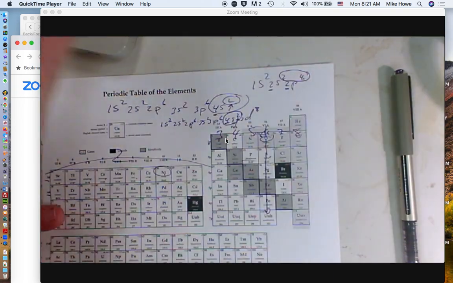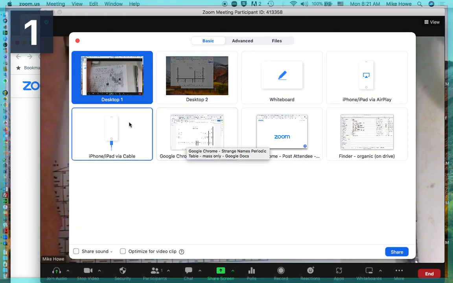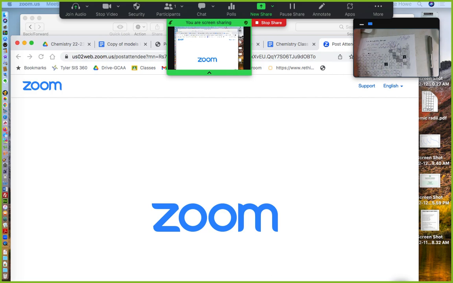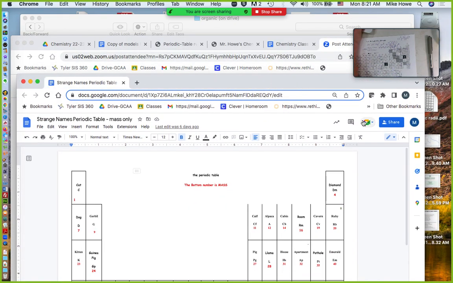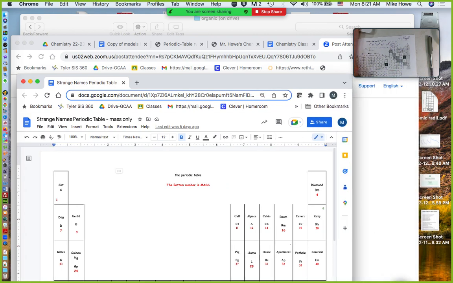Okay, now with that being said, I'm going to share screen for a minute and drag this other periodic table in. This was the strange names periodic table. Looks like this. And we have the test. Let me see if I can shrink this up just a little bit. And the actual valence electron section of the test looks like this.